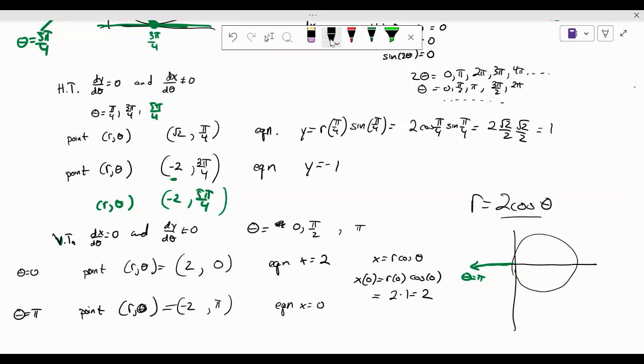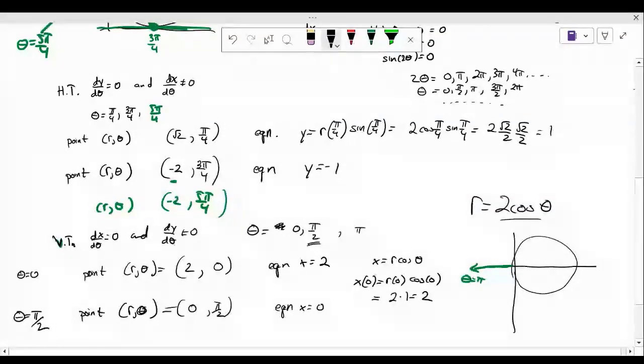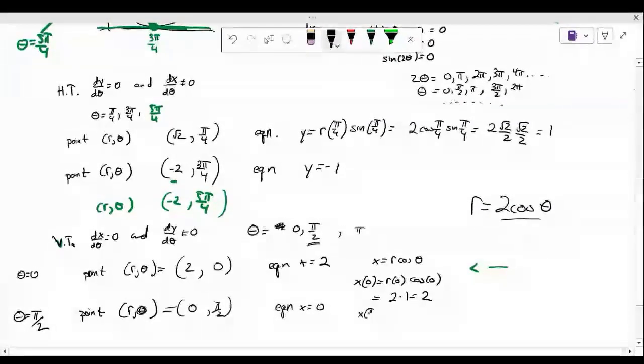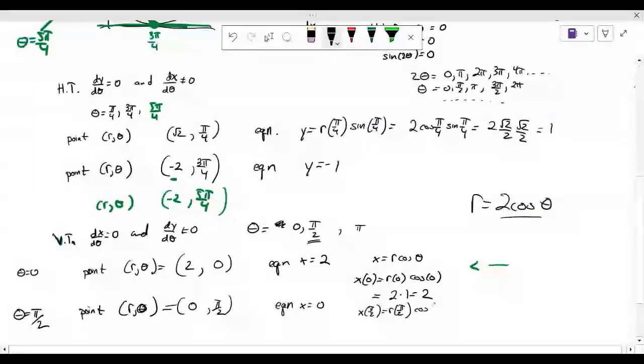Oh, I missed pi over 2. Thank you, thank you. So theta would be pi over 2, and r would be 0. Okay, my bad. Yeah, I forgot that theta could be pi over 2. All right, and so x would be r, which we know is 0 at pi over 2, times cosine. And it's 0 in a couple counts, right? x equals 0. And then you'd start repeating.